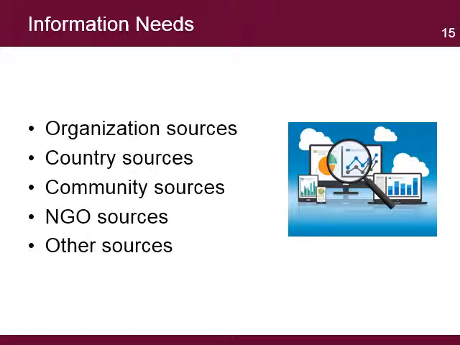Here are some of the basic sources for information available to a project team. Organization sources. This is information captured by other projects in the organization. Country sources, which might include country statistics collected by government agencies. Community sources, information collected from the community including beneficiary needs. NGO agencies that collect country information that the team may consider useful for the project's purpose. And other sources, which include local universities, libraries, websites, and research centers.